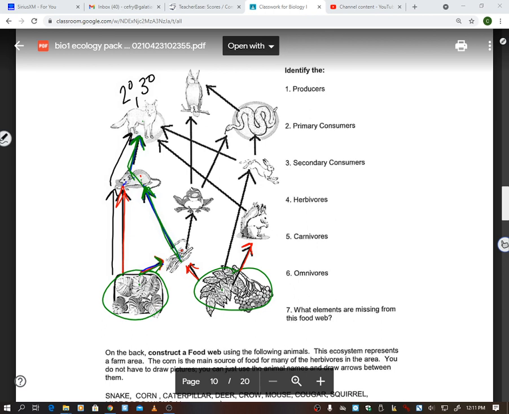Okay, so I could go 1, 2, 3, 4. So my owl could be a quaternary. All right, so my owl could also go 1, 2, 3. Let's see if we have a 1, 2 to my owl. I don't think so off the top of my head. I can't see it. But anyways, so they can be multiple things. They don't have to be just one thing.